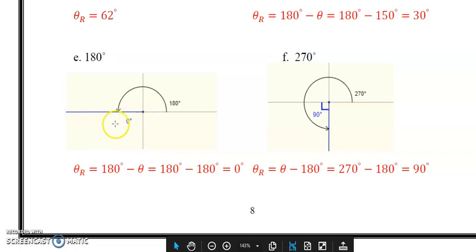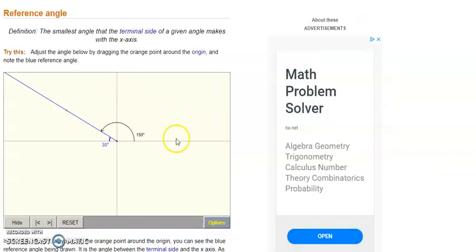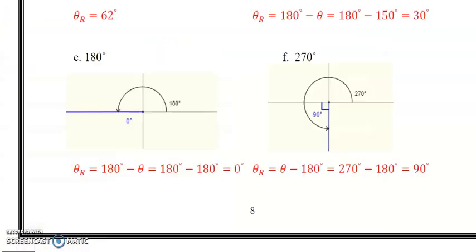180 is right on the line. We know the reference angle would be 0. Take a look. So 180, you get closer and closer. The reason is that the terminal arm and the initial arm are essentially the same, so the reference angle is 0. Okay. And 270 is the same idea.